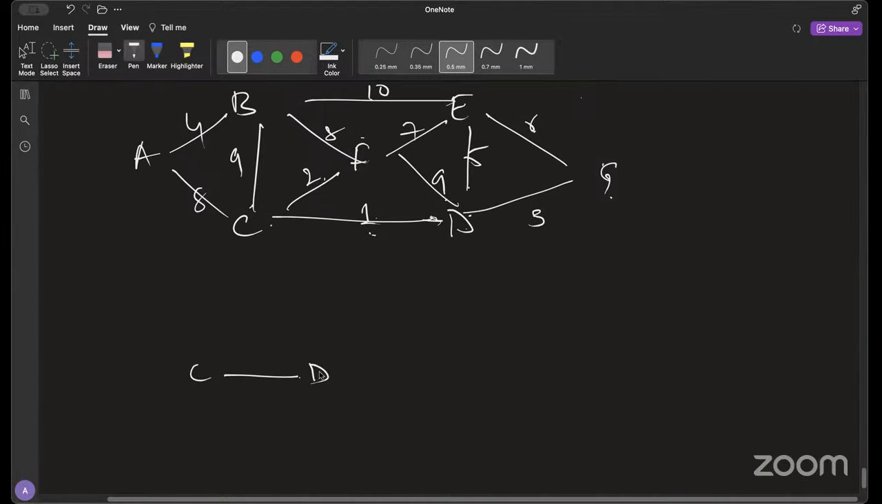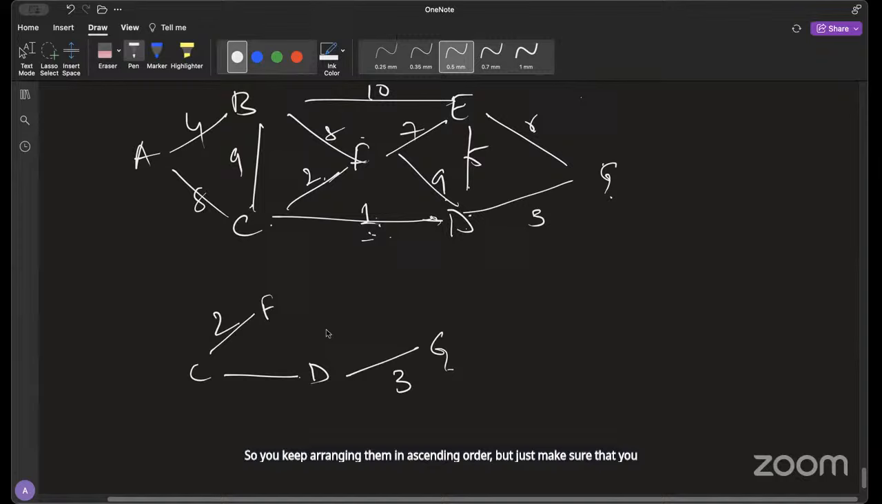Yes, so when you do it as per Kruskal's method, there's only one here. Only one edge has weight 1. If you had any other edge with weight 1, then you would include that one next. This one has the minimum weight, and then next up you have this weight, and then this 3. So you keep arranging them in ascending order, but just make sure that there's no cycle. So you have 3 next, and then you have 4 here. So you take A to B, 4.